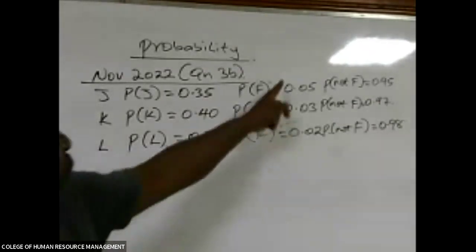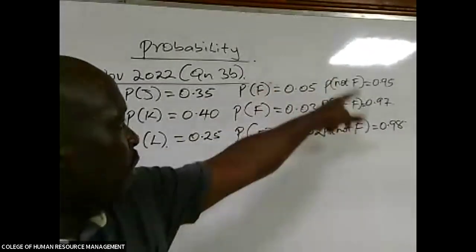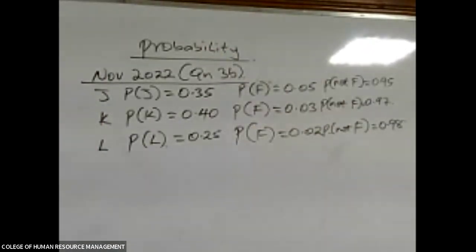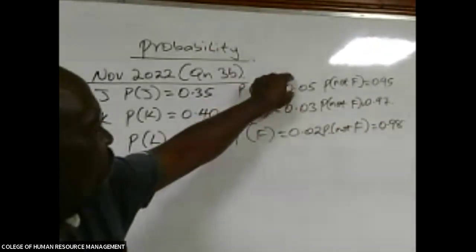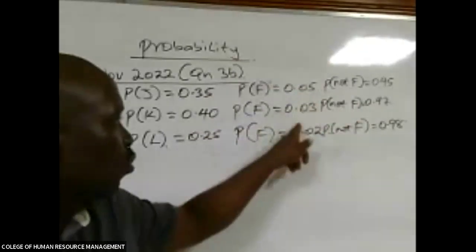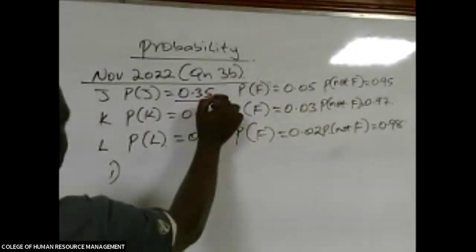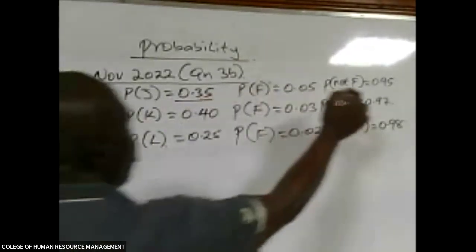So if you are given the probability of faulty, the probability of not faulty is 1 minus that probability. I told you that the probability of raining and the probability of not raining should add up to 1. So if you are given one of them, to get the other is 1 minus what you have been given. So Roman 1, we determine the probability that a pen is made by machine J and it is not faulty.